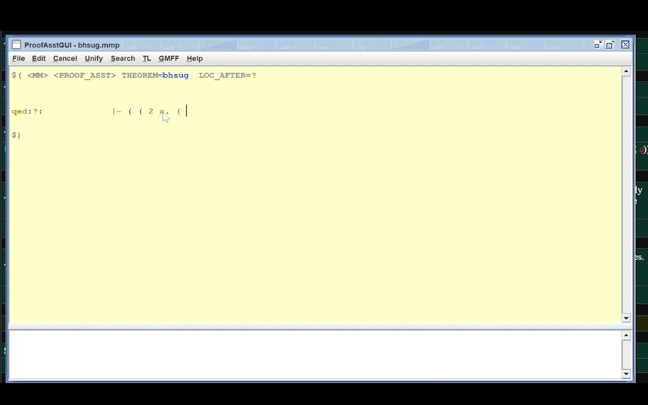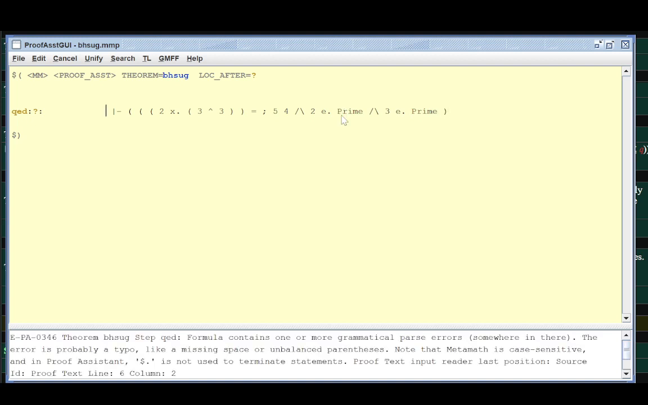2 times 3 to the power 3, right? 3 to the power 3 is 27. Equals 54. Okay, and we put an and in there. And 2 is prime. And 3 is prime. That will do it.